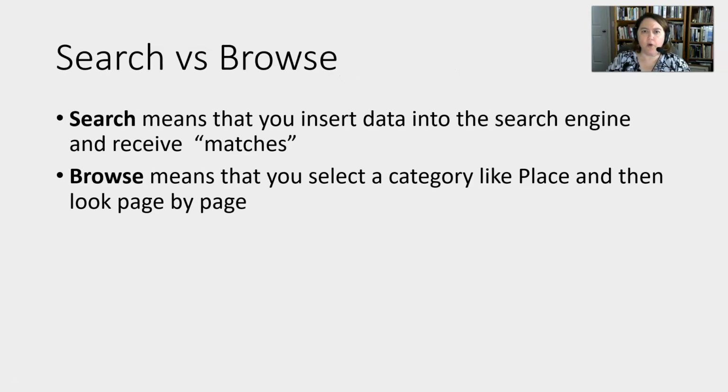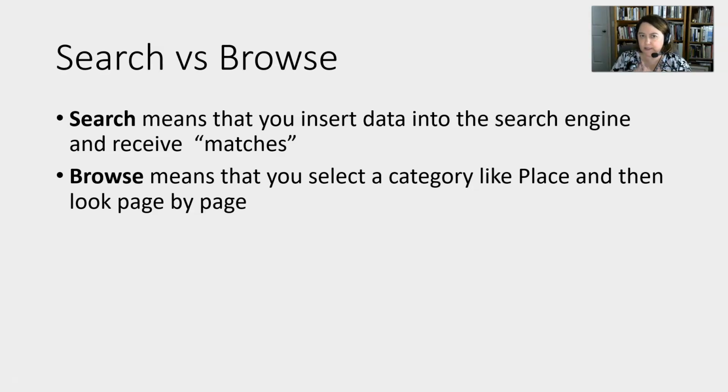Now, before we go on, let me just clarify this first. Ancestry allows you to search and to browse. So what's the difference? Searching is when you have a search engine and you enter information into that search engine: name, date, place, birth date, birth year. You enter that information in, you click search, and you get results.